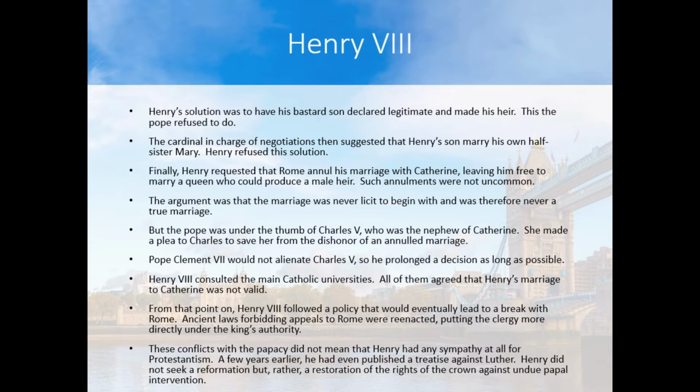You see it through this history. And here we go. We've got this problem because here's Henry, who has no interest in being Protestant. He doesn't care about Luther.